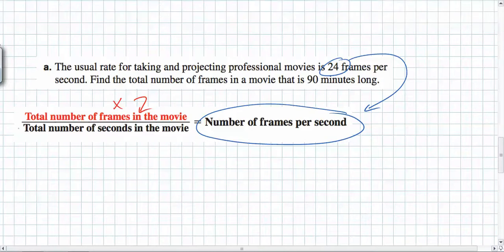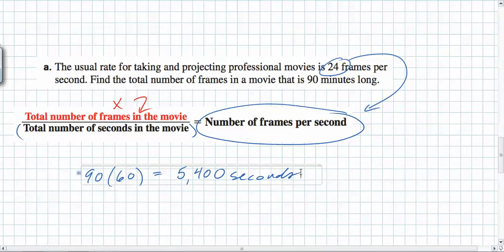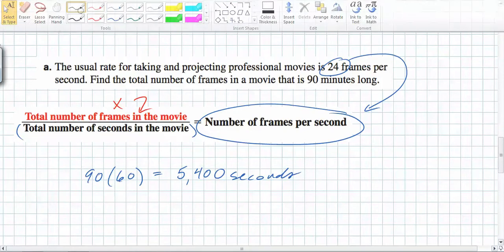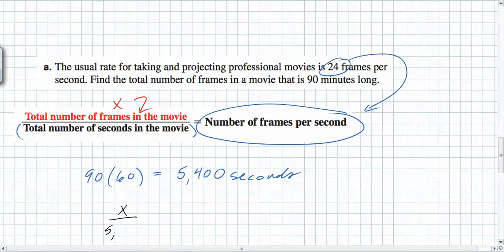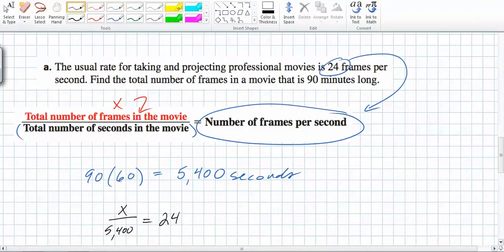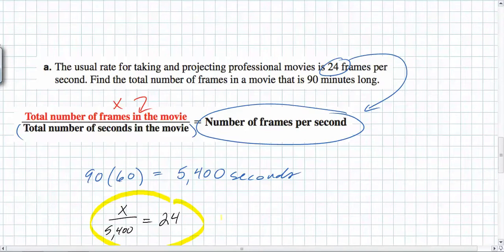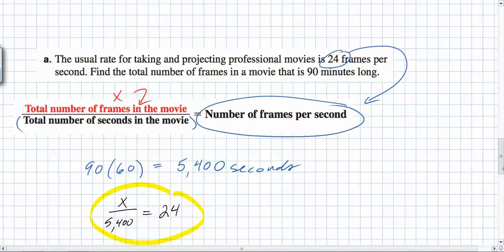What we do need to find, though, is the total number of seconds in the movie. That can be figured out by multiplying 90 minutes times 60, because 60 seconds are in each minute. And that's going to be 5,400 seconds. This leaves us with the expression x over 5,400 equals 24. We now need to solve this expression for x. We're going to do that by undoing the division that you see.